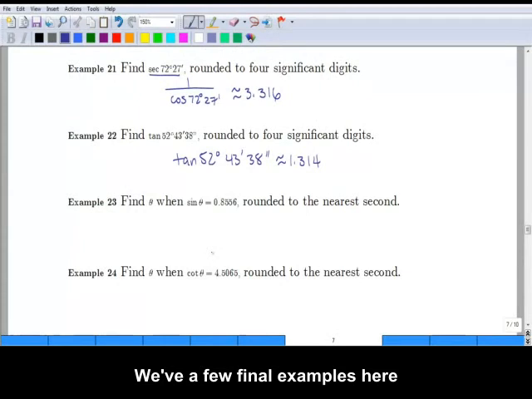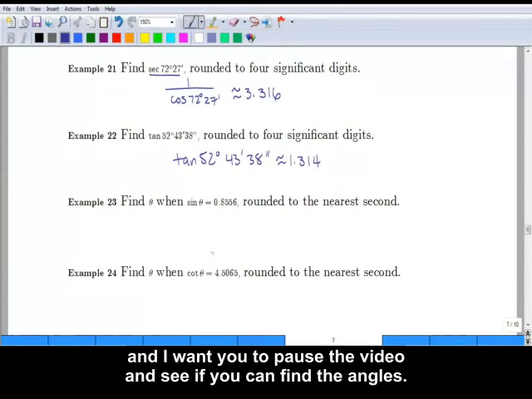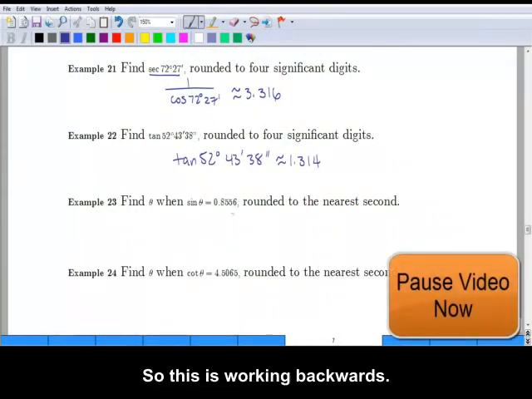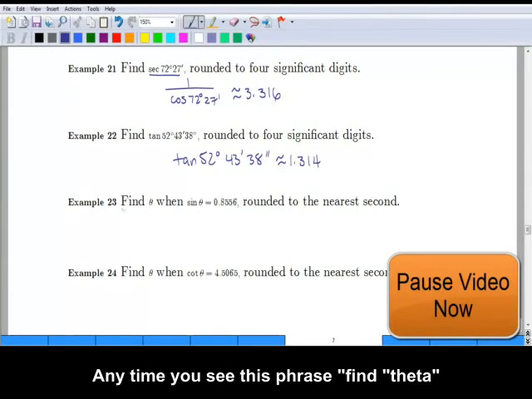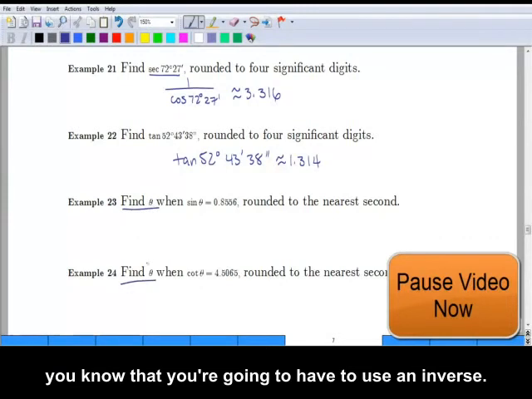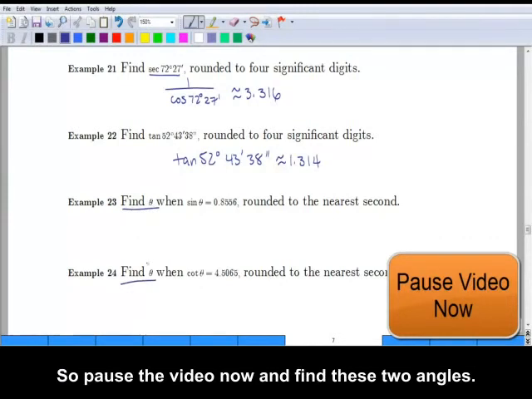We have a few final examples here, and I want you to pause the video and see if you can find the angles. So this is working backwards. This is using the inverse. Anytime you see this phrase, find theta, you know that you're going to have to use an inverse. So pause the video now and find these two angles.